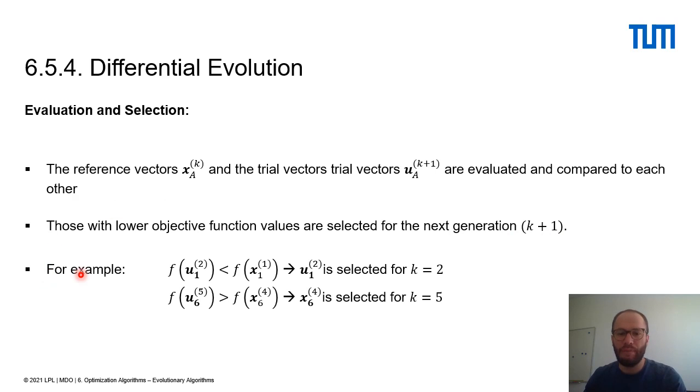So let's see two examples. Let's say we have one trial vector of the first reference design that's compared to the reference design vector, and since the trial vector has a lower objective function value, it's chosen for the next iteration, or the next population 2. And also the other way around. Let's say we are on iteration 6 now within the differential evolution algorithm, but the newly created trial vector has a higher objective function value than the reference design. Then we choose the reference design of iteration 4 for the next iteration 5.